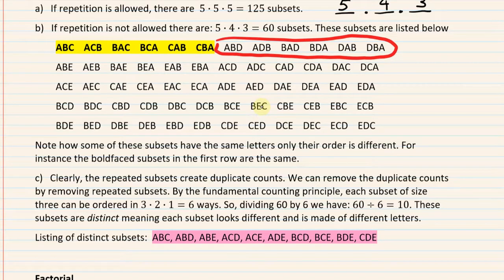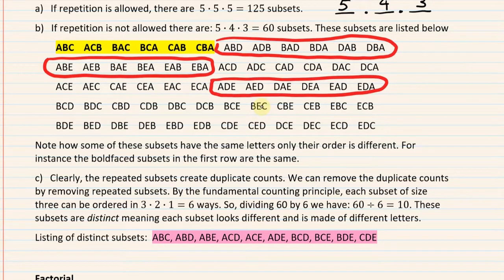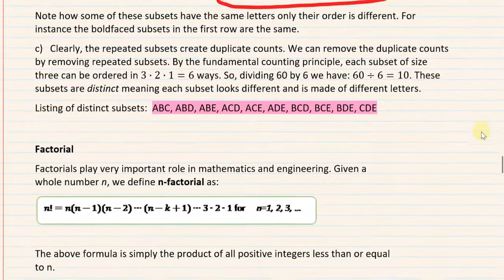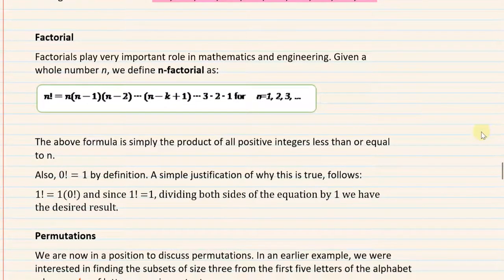So all of these folks are the same folks, right? ABD, ADB, BAD, these are all the same. This group selection is the same, and this group of subsets is the same also. So from that, you get what we call distinct subsets from a group of size 5, and there's going to be only 10 of them. So this is actually going to help us now move on to the idea of permutations and combinations.